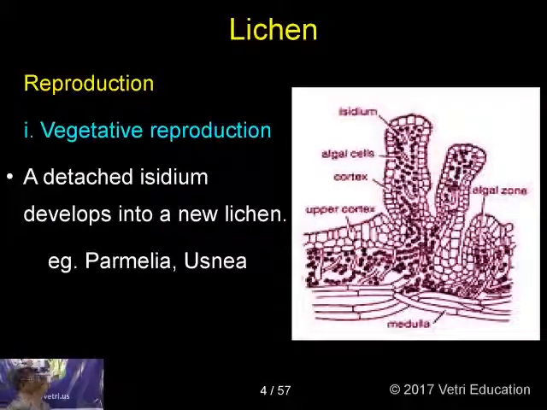So these isidia may be discharged. Here you can find this one called isidia. There on the upper side you can find a cartilaginous outside, a cortex-like structure, and inside you can find the algae. So it may be detached from this and grow into a new lichen thallus. This type of vegetative reproduction is found in Parmelia and Usnea.